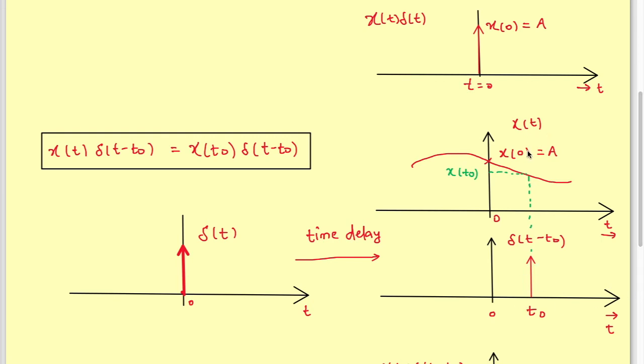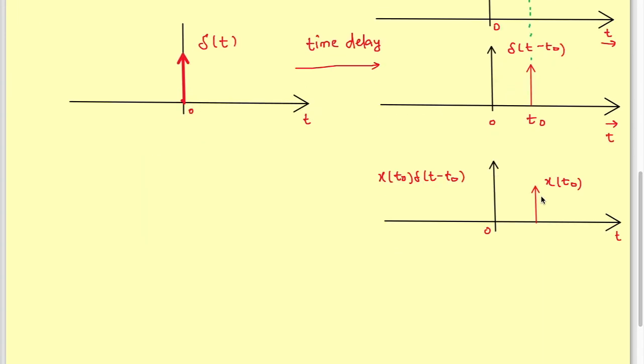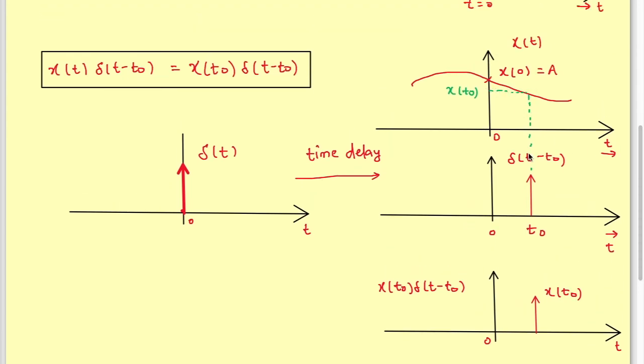When I multiply this signal with my impulse, it will give me the value of my signal where impulse is present. Okay, so my impulse is present at time t equal to t naught. So the value of my signal at this point is x of t naught. So here in this equation I have replaced this t with t naught.